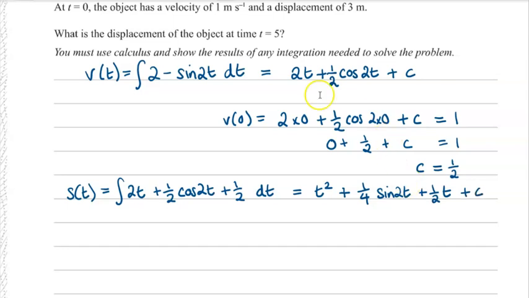So now we look back at the question again, we've got that when t is 0, the displacement is 3. So popping in a 0 into all of this for t, we will have the following.